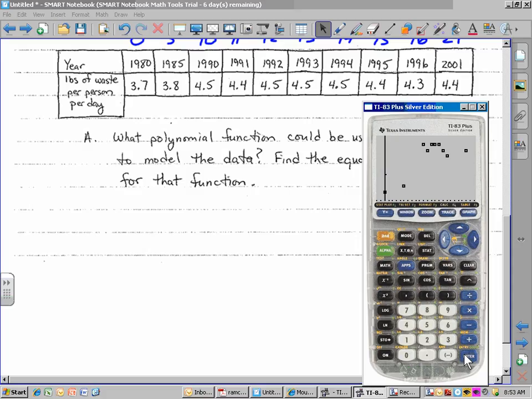Okay. Stat, calc. I'm going to start with linear regression, just to show you that again. Linear regression. Again, if I'm using L1 and L2, I don't have to specify the lists. Okay, so we get an equation. What we're looking at right here is the r squared value. Okay, r squared is 0.58. That's about 58%. That's not real good. That means that it doesn't correlate very well to a line. So let's take a look at another one.